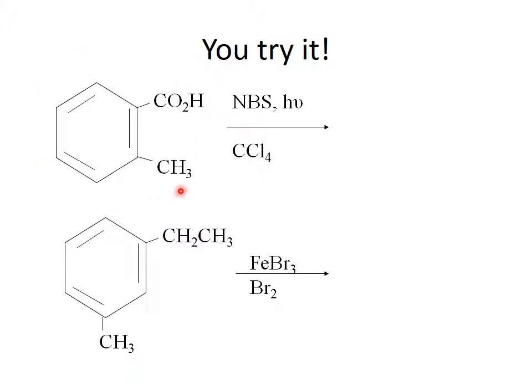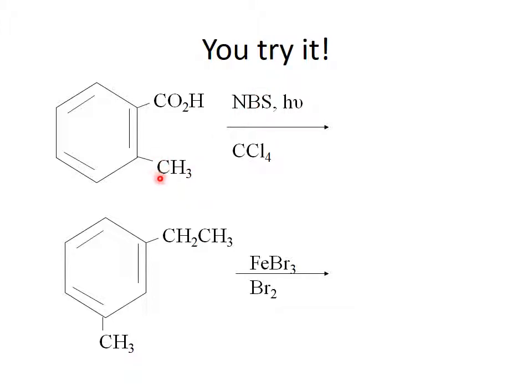Okay, go ahead and try these reactions. If I treat this, this would be methyl benzoic acid, with N-bromosuccinimide and light, what happens? Likewise, if I treat ethylmethylbenzene, or I guess you could call it meta-ethyltoluene, with iron 3 bromide and bromine, what do I get as a product?